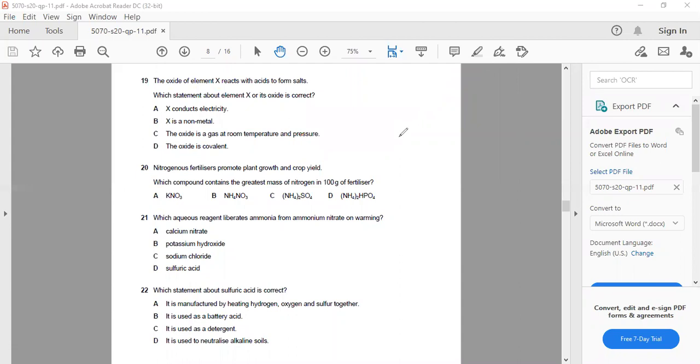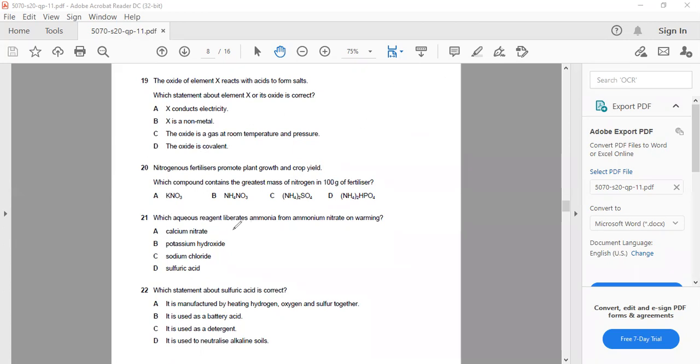Okay, MCQ number 20. This type of question is very frequently asked. Which compound contains the greatest mass of nitrogen in 100 gram of fertilizer? You need only to find the Mr or formula mass of each compound.